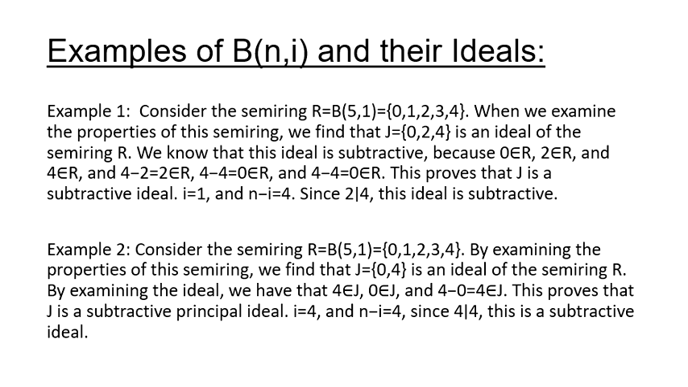Now we will look at some examples of B sub n comma I and their ideals. Example 1. We consider the semiring B sub 5 comma 1, which is the set of integers from 0 to 4, where 4 plus 1 equals 1. When we look at the properties of this semiring, we have that J, which in this case will be 0, 2, 4, is an ideal of this semiring. This ideal is subtractive because 0 is an element of R, 2 is an element of R, and 4 is an element of R. And the difference between two consecutive terms is 2, which is in R. Thus, J is a subtractive ideal.